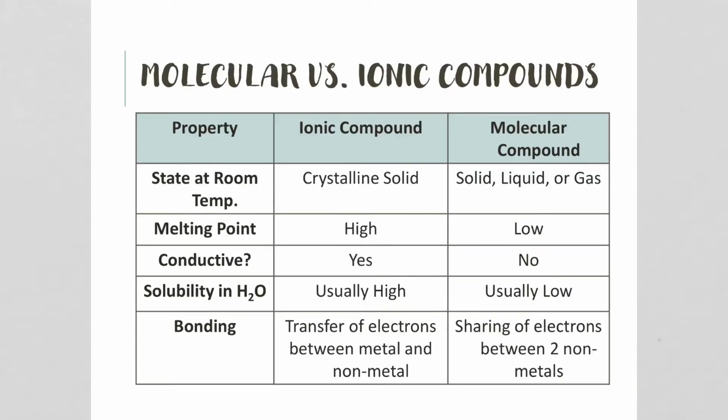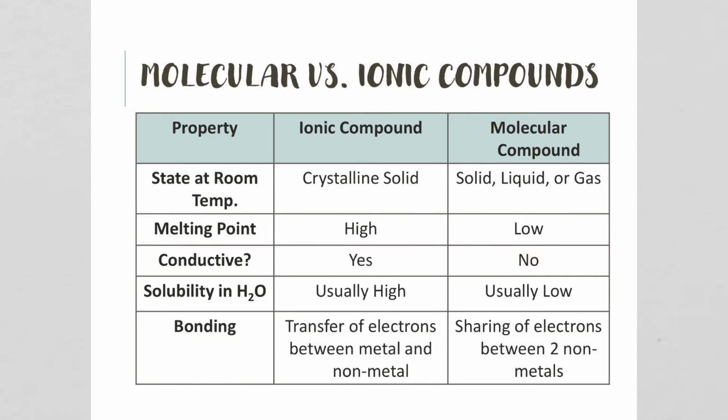So if we look at molecular versus ionic compounds, ionic compounds at room temperature are crystalline solids, whereas molecular compounds can be either solid, liquid, or gas. The melting point for ionic compounds is quite high. Molecular compounds would be lower. Ionic compounds, when you place them in solution, will be conductive. Molecular compounds will not. Ionic compounds are usually high solubility. Molecular compounds are usually low.